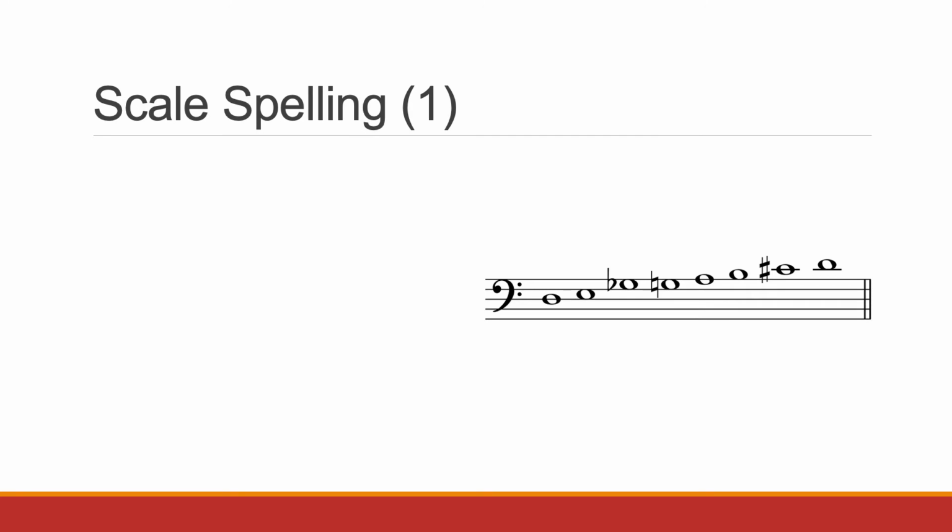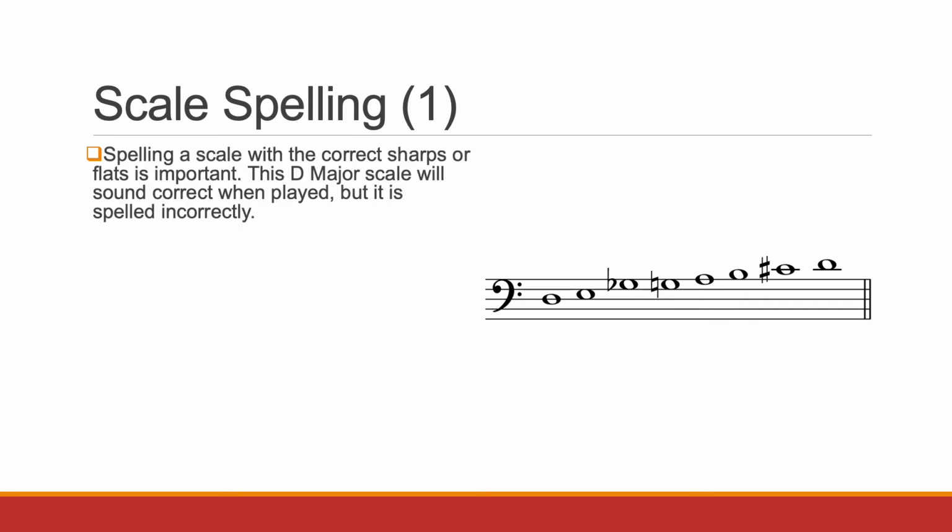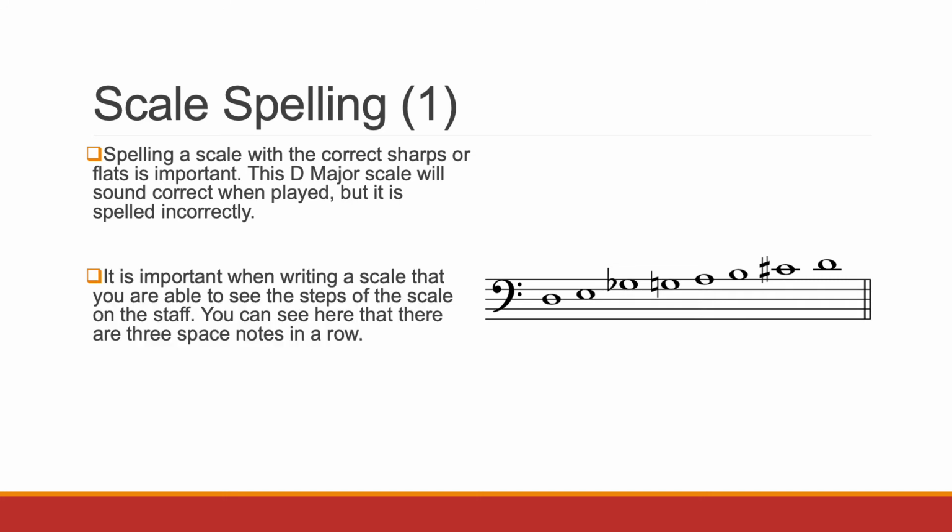Scale spelling. Spelling a scale with the correct sharps or flats is important. This D major scale will sound correct when played, but it is spelled incorrectly. It is important when writing a scale that you are able to see the steps of the scale on the staff. You can see here that there are 3 space notes in a row. So if we go through those steps, we can see line, space, space, space. So there's our 3 spaces in a row.